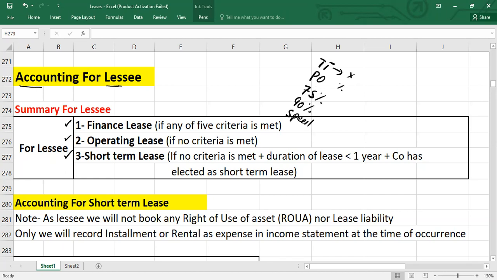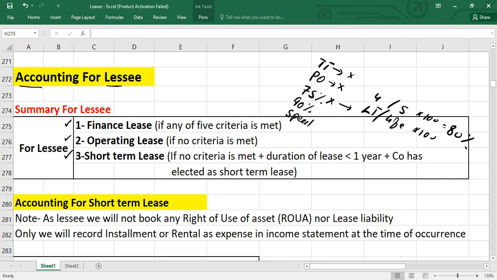If this criteria is also not there, then we have to check the third criteria, which is called the 75% test. Here it means the lease term is for the major part of the remaining economic life of the leased asset. What you will do here, guys, is take the lease term, I mean lease duration, divided by the economic life of the asset times 100, and calculate the percentage. If the lease term, for example, is 4 years and life is 5 years, times 100, it gives you almost 80%. So the 75% test criteria is met.